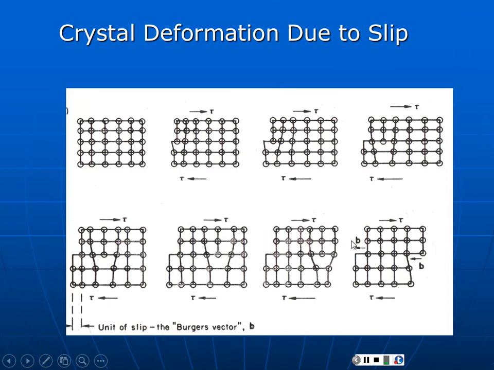Bingo. Slip step, but we've only broken one bond at a time. We've not broken all of them simultaneously. So this is the actual mechanism of plastic deformation. It's dislocation movement through a crystal. So we're breaking individual bonds, not all the bonds at one time.